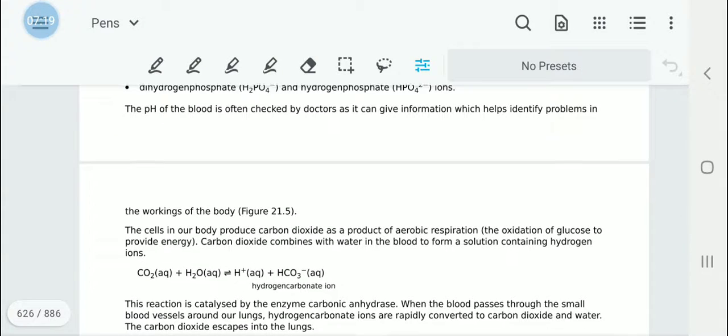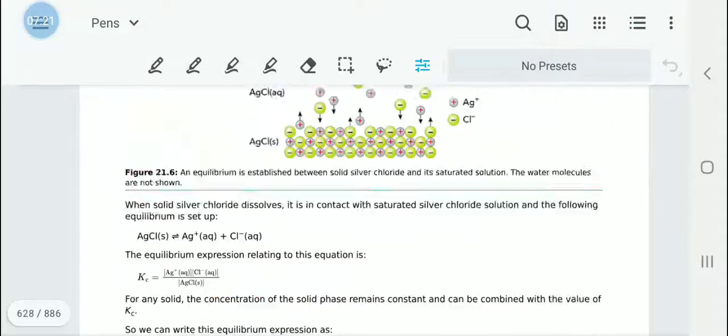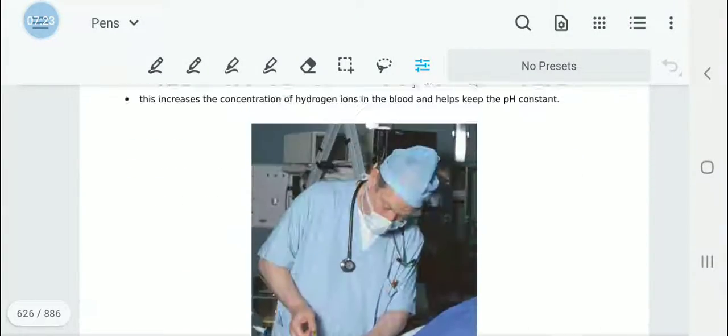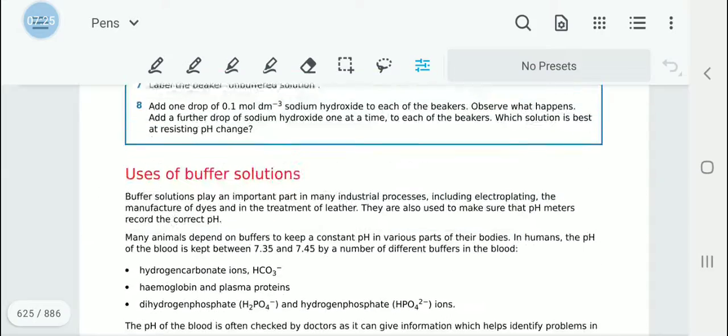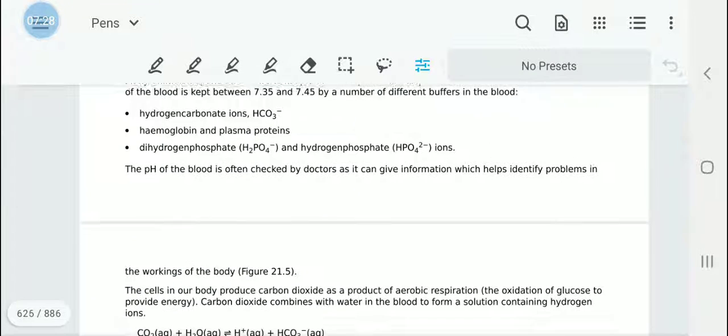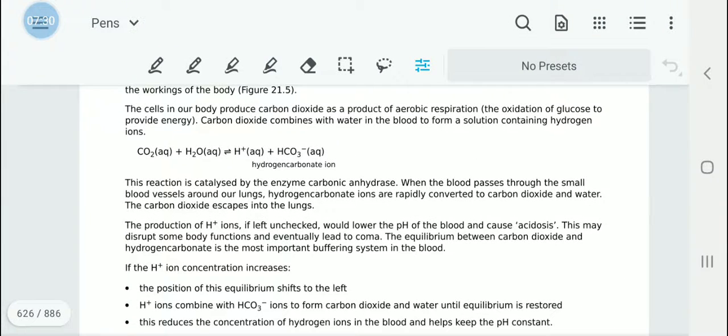So if there is a problem in our body, we will be able to figure that out by testing our blood for its pH. For example, we know that carbon dioxide is a product of aerobic respiration. Then carbon dioxide will combine with water in the blood to form bicarbonate ions or hydrogen carbonate ions with hydrogen.